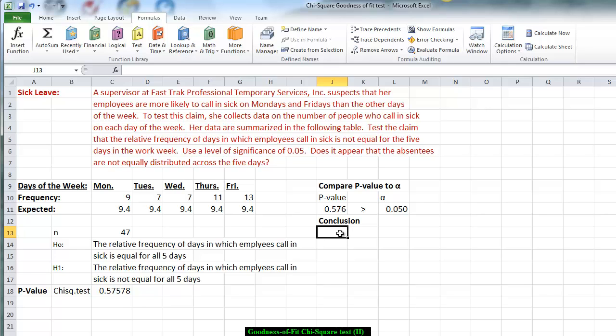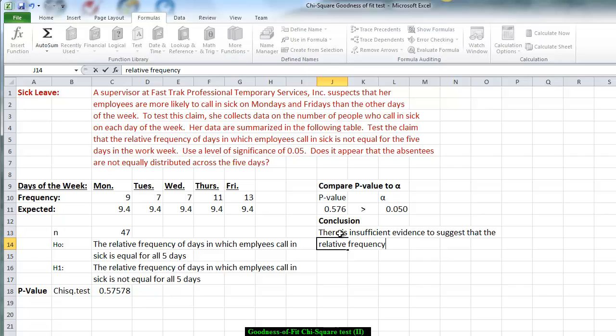Therefore, for our conclusion, we say there is insufficient evidence to suggest that the relative frequencies are not all equal. Therefore, we do not reject the null hypothesis.